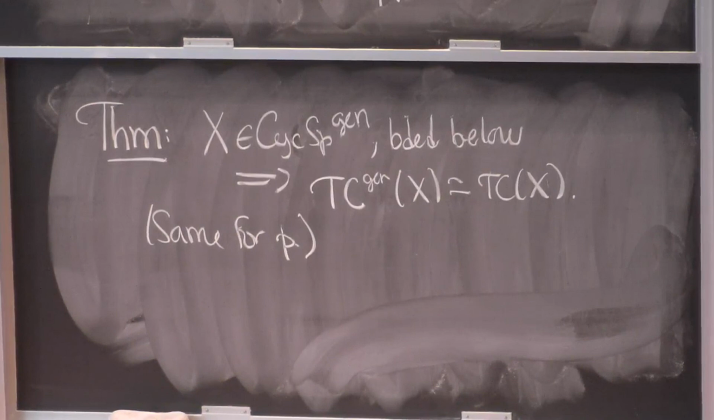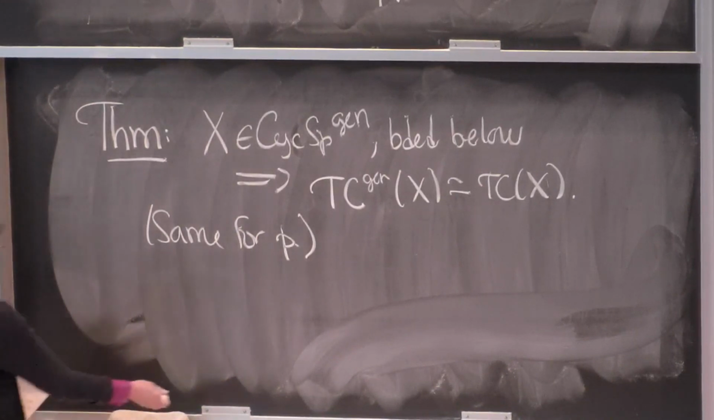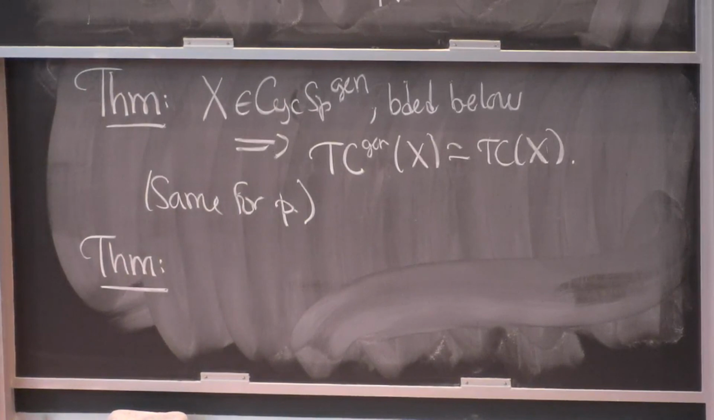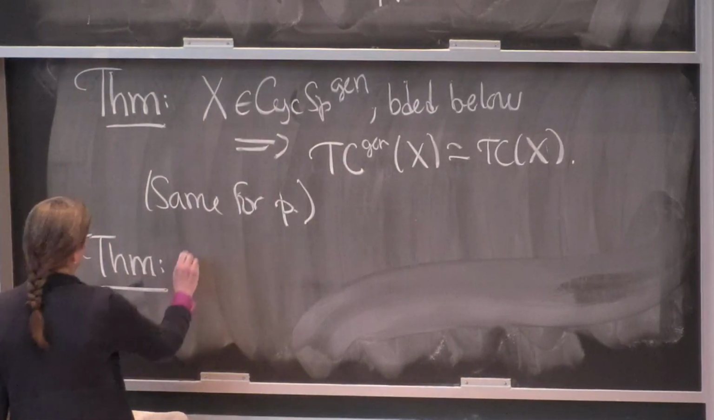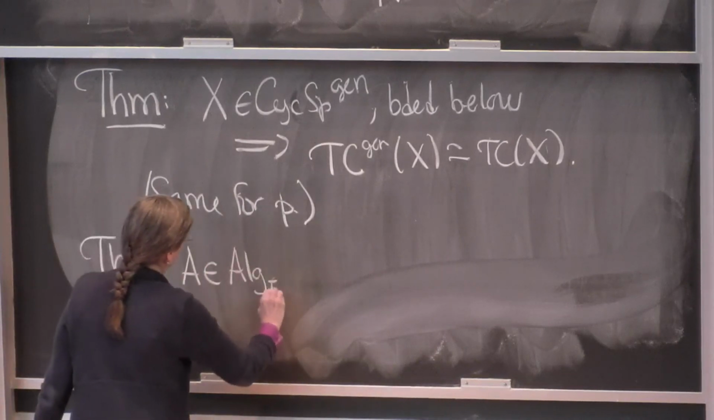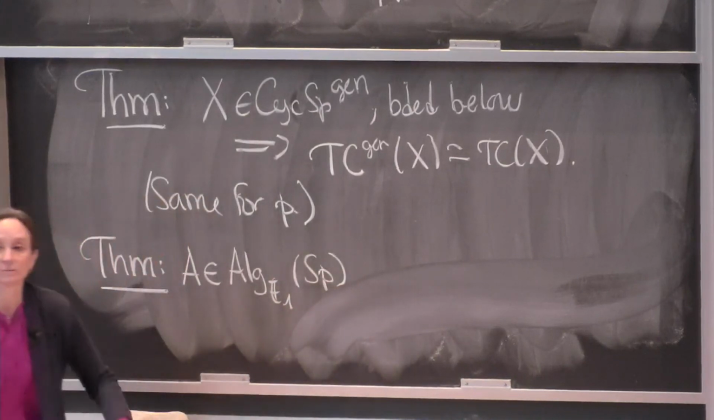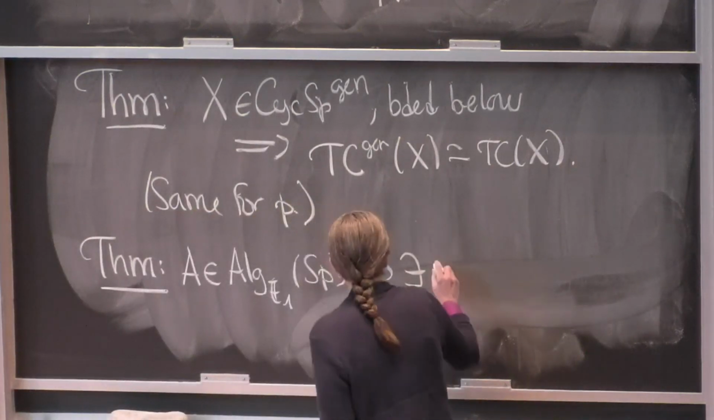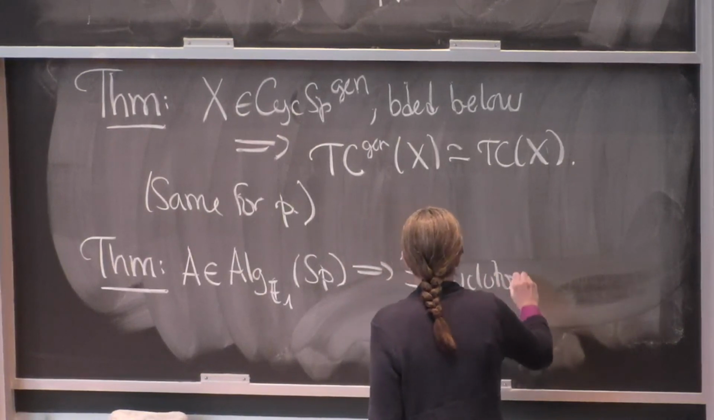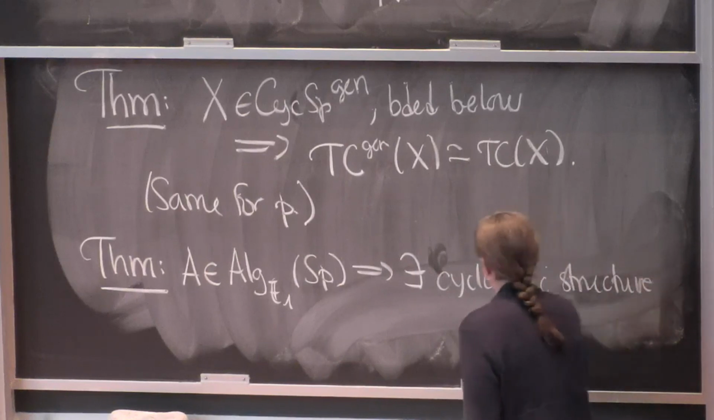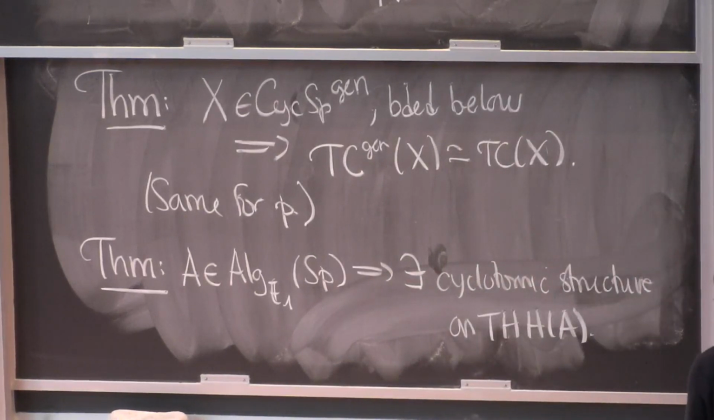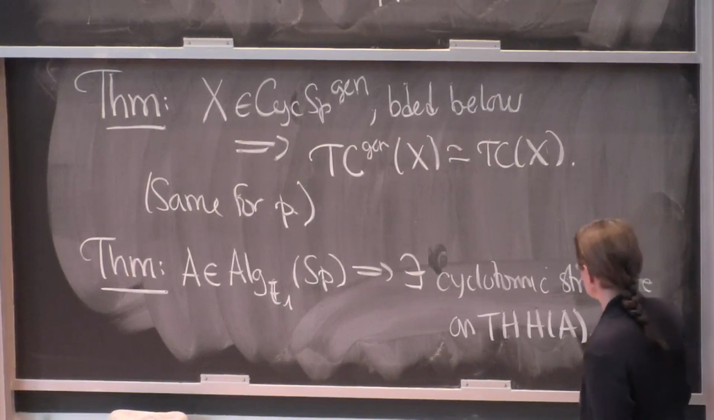So what I won't have any time at all to talk about, unfortunately, is the following theorem, which says that if I have any ring spectrum, so if A is at least an E1 algebra in spectra, which you can think of as some sort of associative algebra in spectra, then there's a natural cyclotomic structure on TH of A. So if you have to decide what you mean by TH of A in this context, you can do the same sort of simplicial construction that I was doing before. So there's a cyclotomic structure on here, and it's natural.